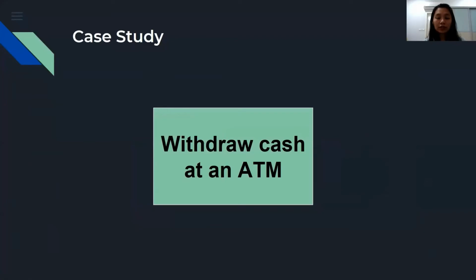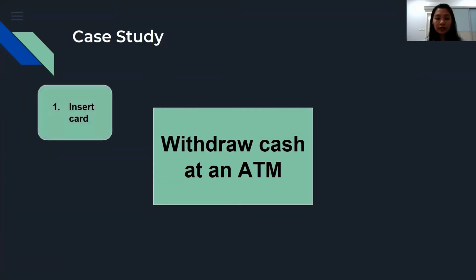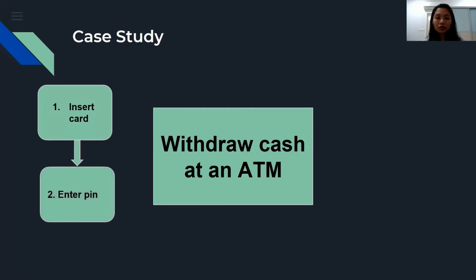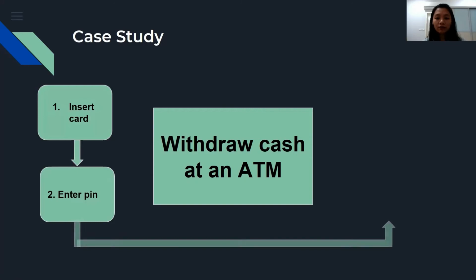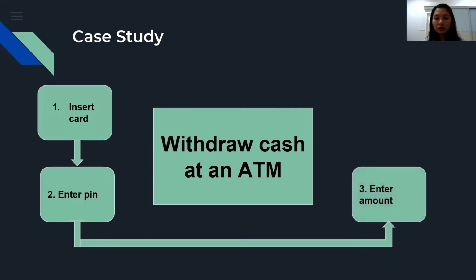So our case study is user withdraw cash at an ATM. The user will first insert their card at the ATM. Then the ATM will check the validity of the card. So if the card is valid, the user is asked to enter PIN. When the PIN number entered is correct, then the user is asked to enter the amount.